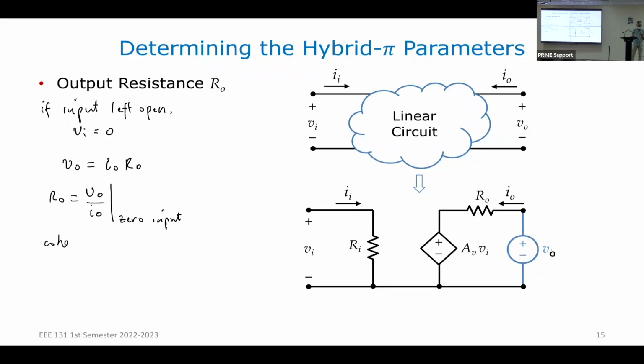Where V sub O is a test voltage. Again, kailangan natin ng test voltage. Kung wala tayong test voltage, walang magpapaandar ng mga current sa circuit natin.